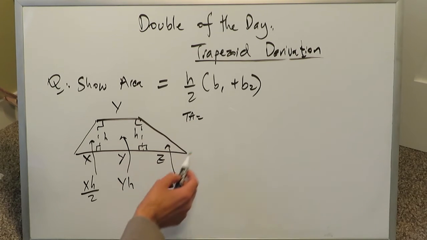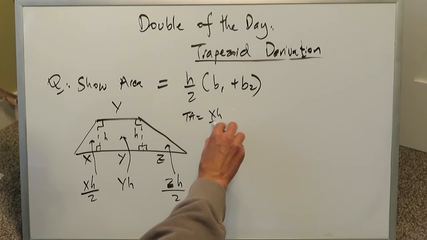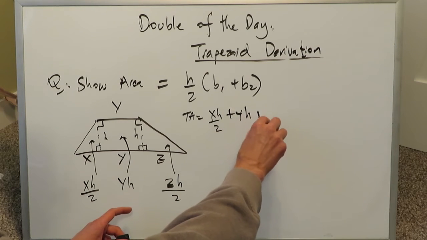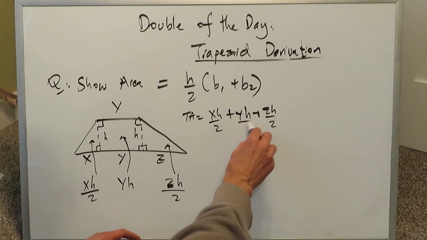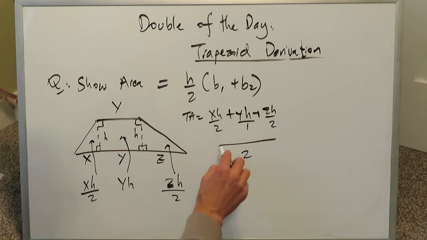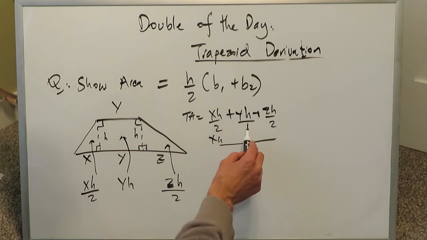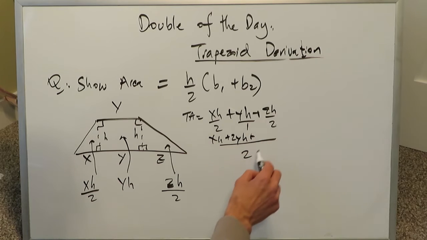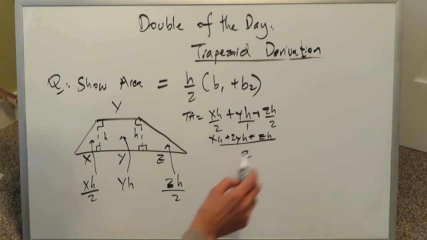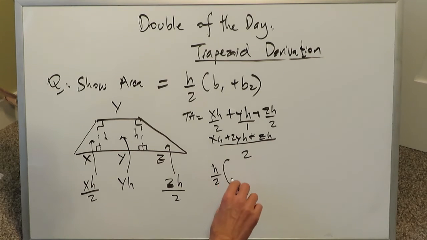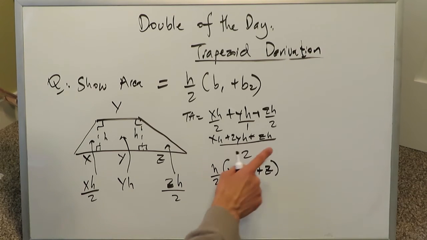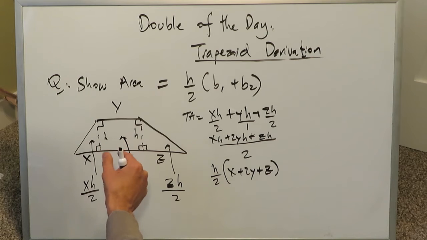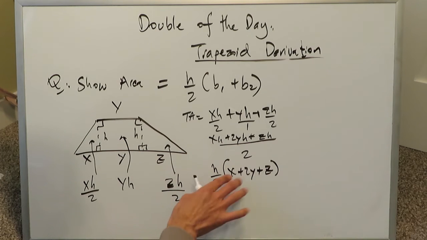Since this total shape is made up of three individual shapes, the total area is equal to the individual areas of these three added. I have XH over 2, I have YH, and then I have ZH over 2. I have a common denominator of 2. For XH, 2 goes into 1 one time, and 1 goes into 2 two times, so I get 2YH. And then ZH. When I combine all of this and isolate H, I see H over 2 come out, and I have X plus 2Y plus Z left in the numerator.